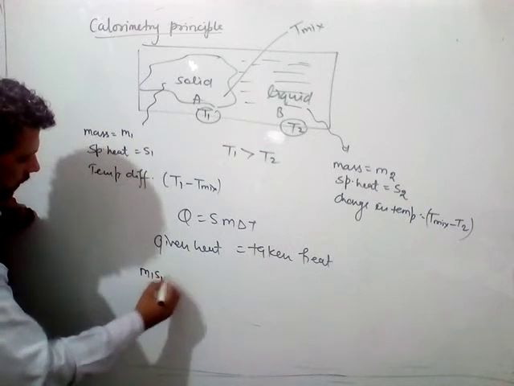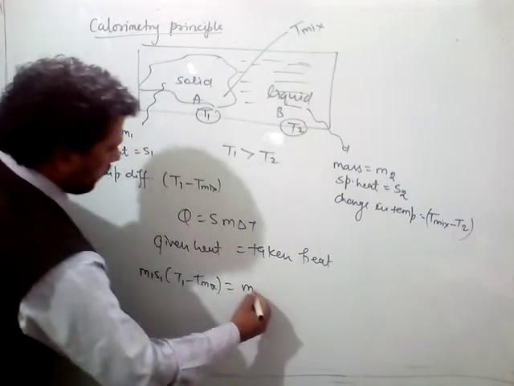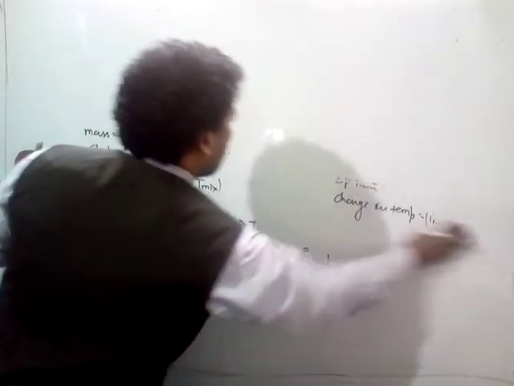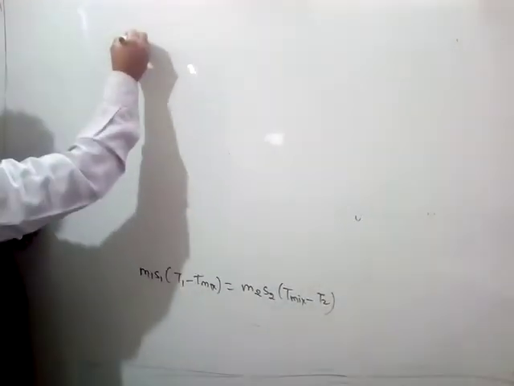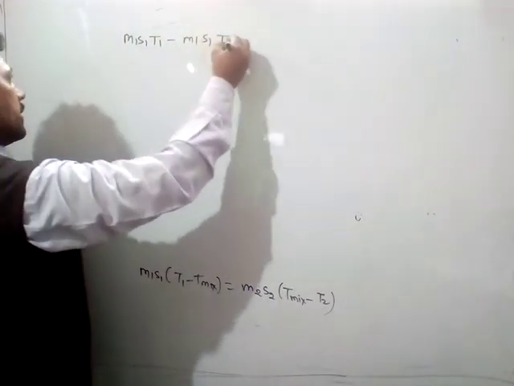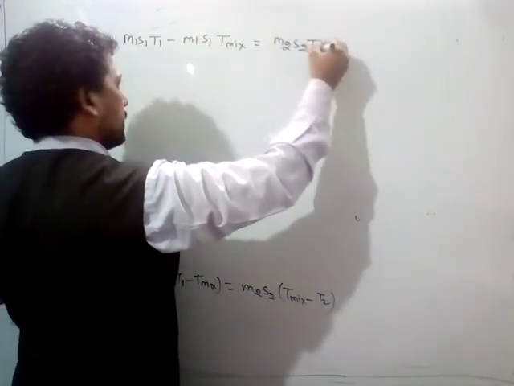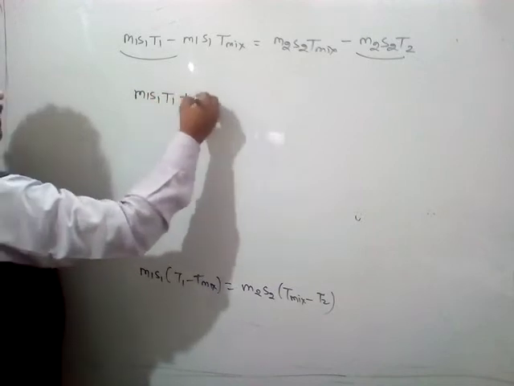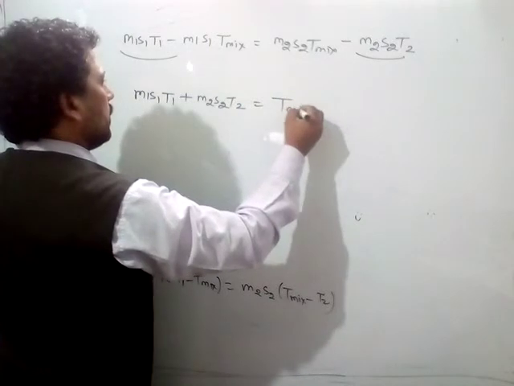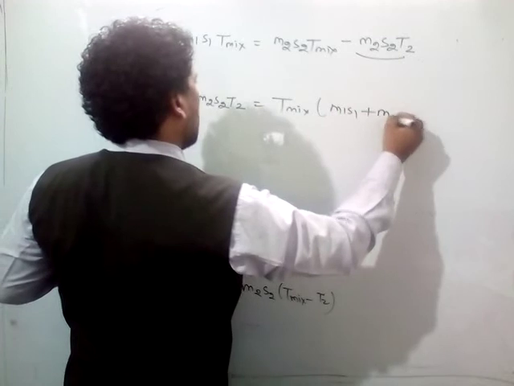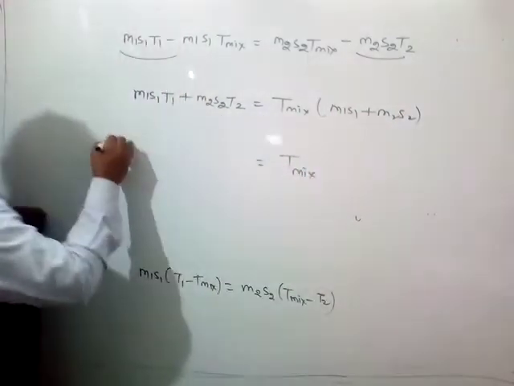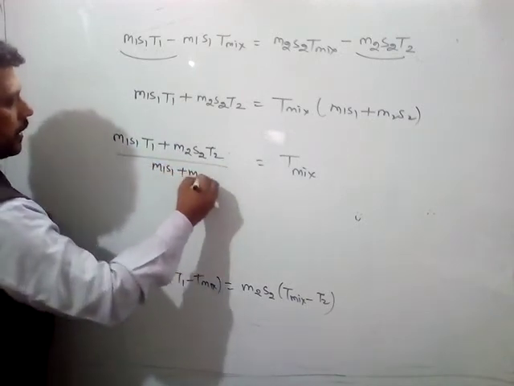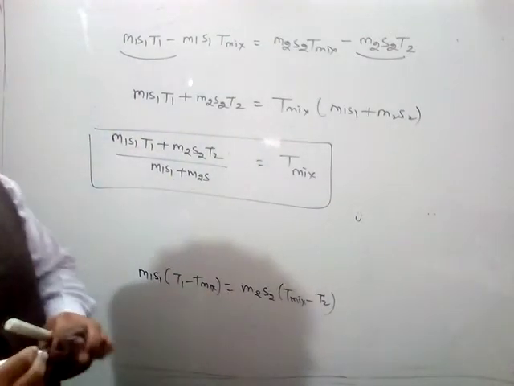According to this, m1 s1 (T1 minus T mix) equals m2 s2 (T mix minus T2). On solving, m1 s1 T1 minus m1 s1 T mix equals m2 s2 T mix minus m2 s2 T2. So m1 s1 T1 plus m2 s2 T2 equals T mix times common (m1 s1 plus m2 s2). So T mix will be (m1 s1 T1 plus m2 s2 T2) upon (m1 s1 plus m2 s2). This is the mixed temperature.